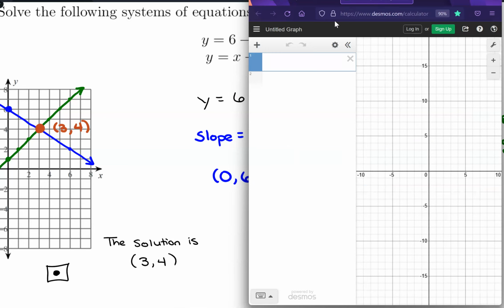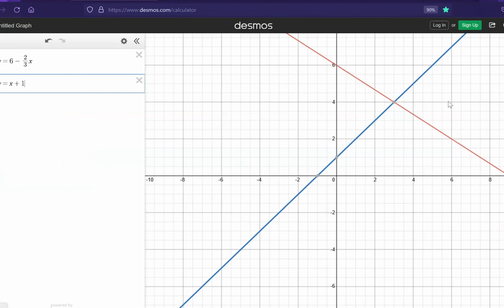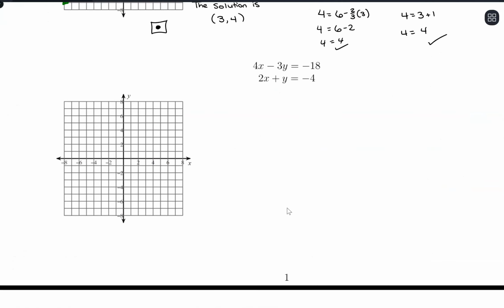So on the graphing calculator, we're going to do what we did over here in terms of graphing the 2 lines. So I'm going to do y equals 6 minus 2/3 x, and I'm going to graph y equals x plus 1. And what's nice is that Desmos is going to highlight these points of interest, which are often the intercepts. But then when you have 2 lines, it's going to highlight the point where the 2 intersect with each other. So there we can easily click on that (3, 4), so we can double check that we have our answer right. All right, let's do one more example with graphing.